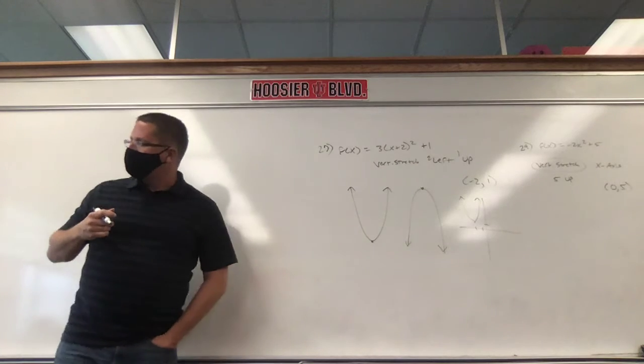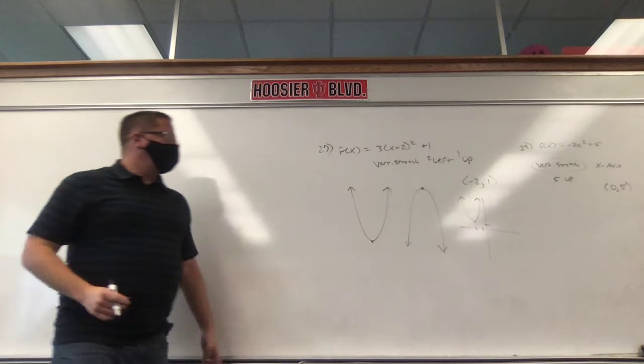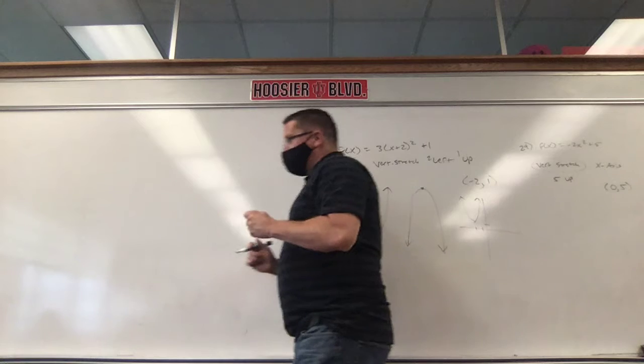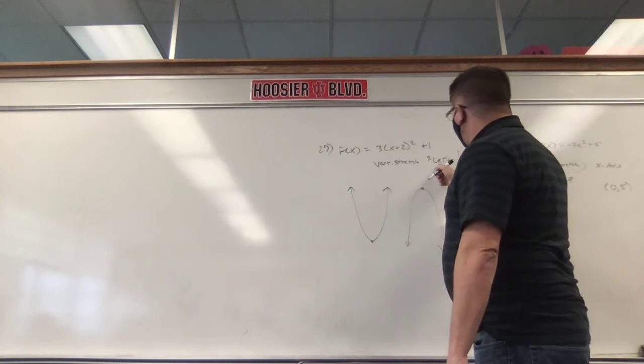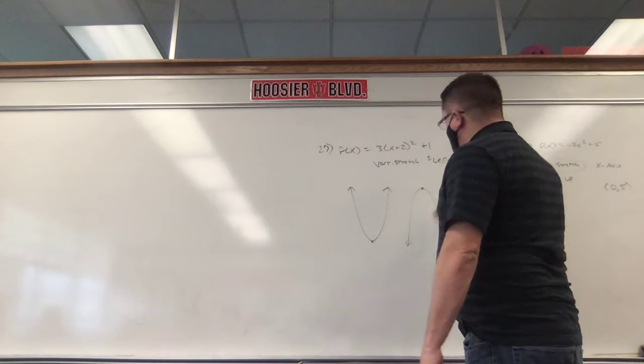Yes, ma'am? So how do you know the vertex? I didn't understand it when you were explaining that. The vertex is always 0, 0 unless you start sliding it around, okay? Since we moved it 2 to the left, it's gonna be -2 and up 1.